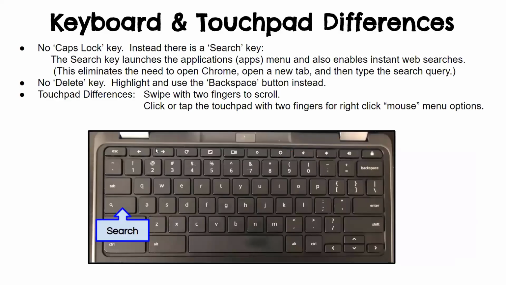So there are several differences if you're used to using a full keyboard, right? Either on a desktop or on a laptop, there are some differences. So for instance, there's no caps lock key. Instead of the caps lock key, there's a search key. And there's no delete key, but that's okay. That doesn't mean you're not going to delete anything. It just means that you're going to have to use the backspace instead.